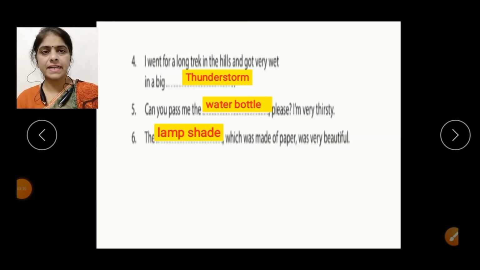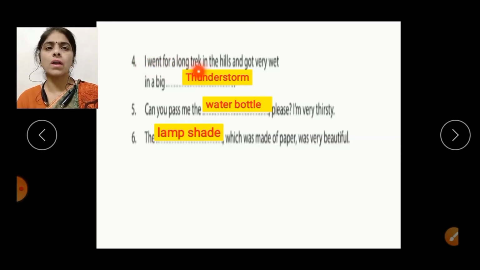The fourth sentence is, I went for a long trek in the hills and got very wet in a big thunderstorm. In this sentence, thunderstorm is a compound noun. Fifth one, can you pass me the water bottle please? I am very thirsty. In this sentence, water bottle is a compound noun which is made up of two nouns.